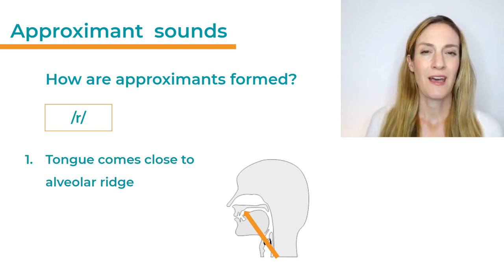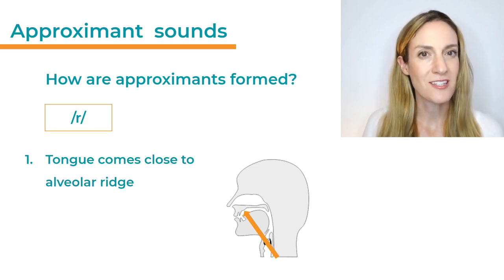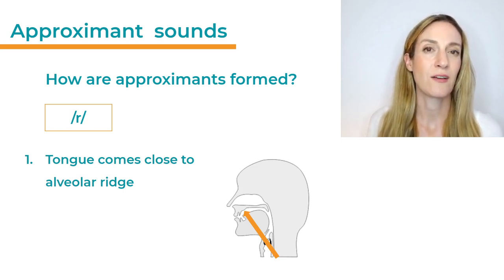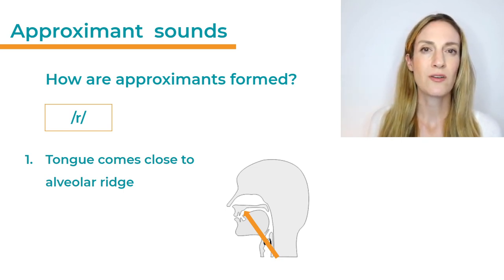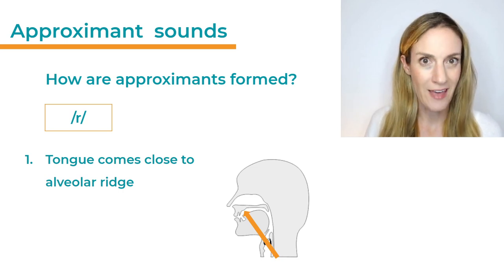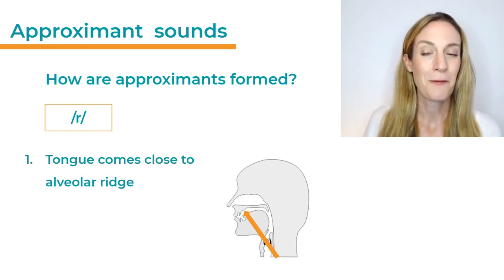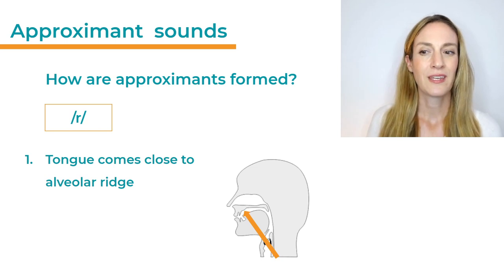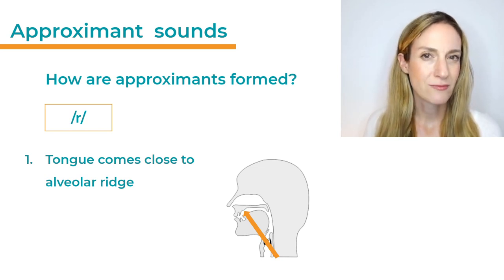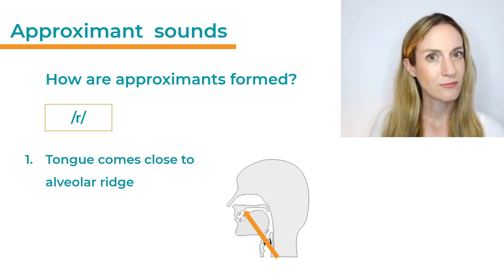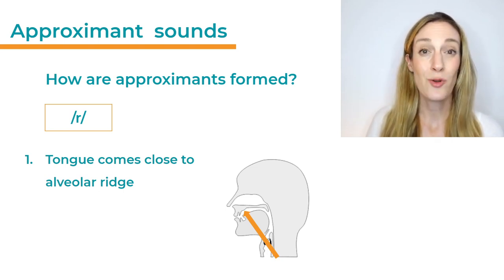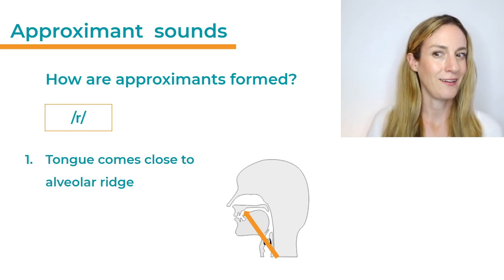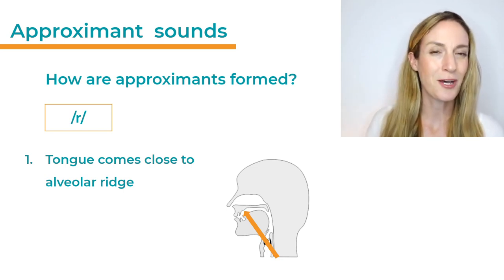And our tongue, for example, touches that part when we say the sound N. Yeah, the nasal N in no or November makes contact with the alveolar ridge. That is the place that I'm talking about. Now with R, the tongue comes close, but it does not touch. And that is very, very important to remember. There's no contact here, unlike the other approximant we're going to talk about next.